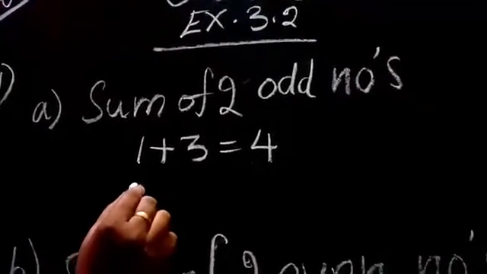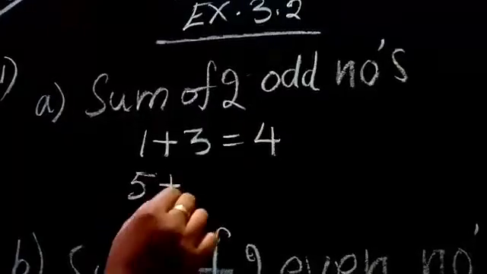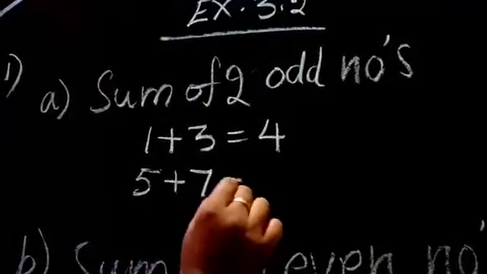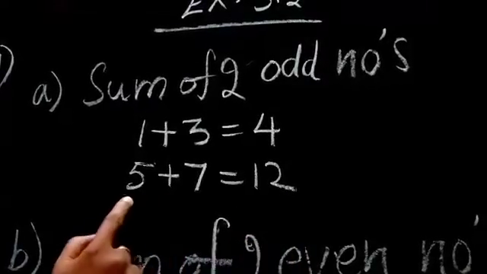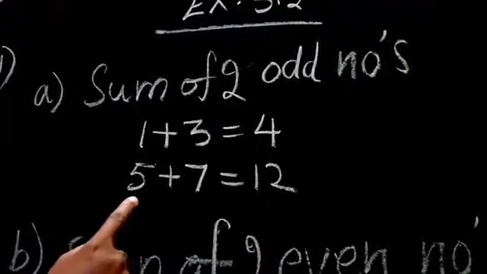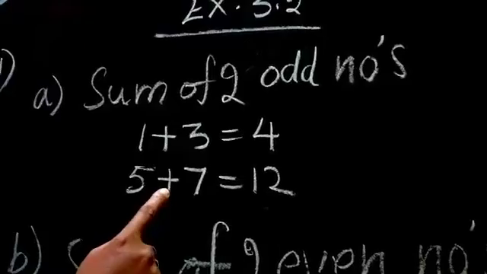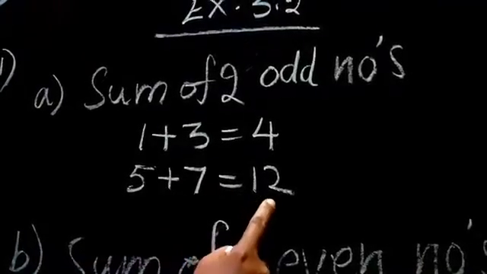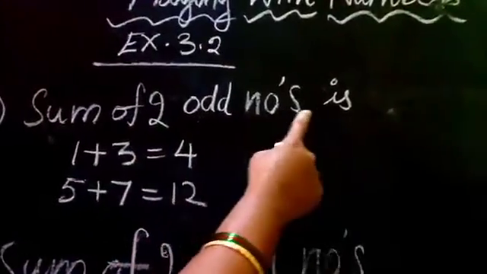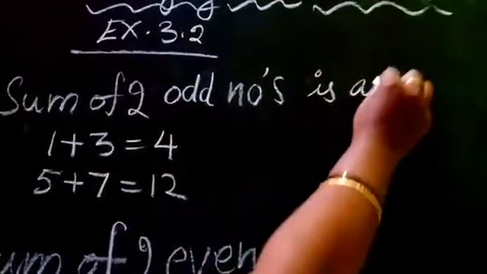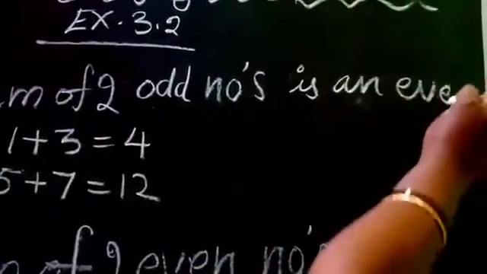One more example. We can take 5 plus 7, which equals 12. 12 is also an even number. So 5 and 7 are both odd numbers. When we add both numbers, we get an even number. Therefore, the sum of two odd numbers is an even number.